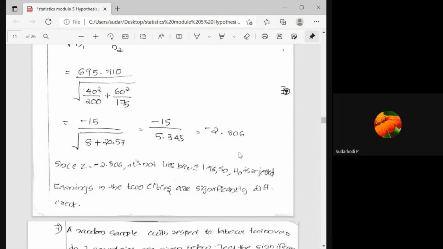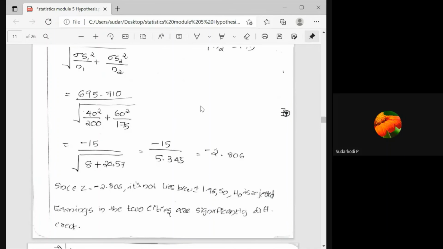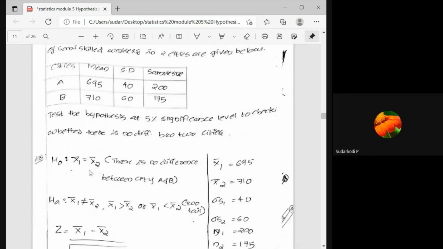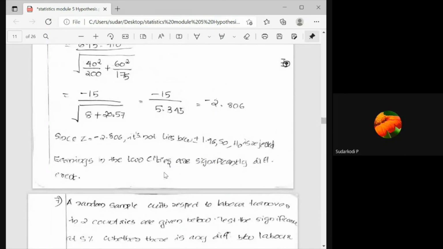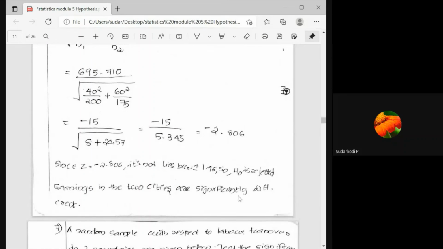So you are getting the value as minus 2.806. Minus 2.806 does not lie between plus or minus 1.96. So H naught is rejected. So earnings in two cities are significantly different. H naught is rejected means what? X1 bar is not equal to x2 bar. You are telling x1 bar is equal to x2 bar, which is rejected. So what do you conclude? Earnings in two cities are significantly different.